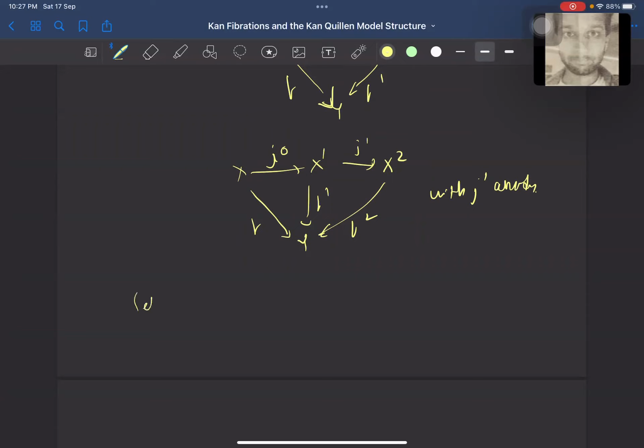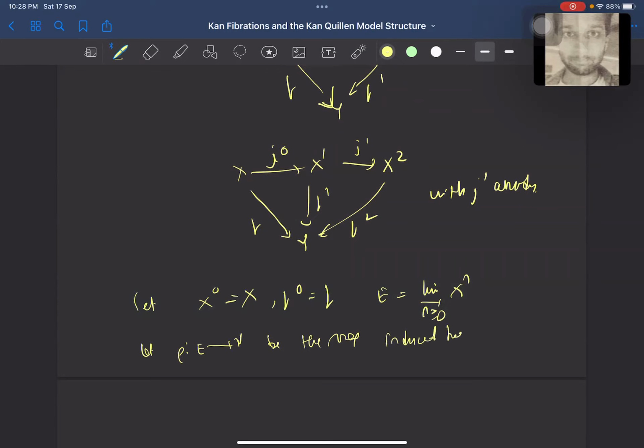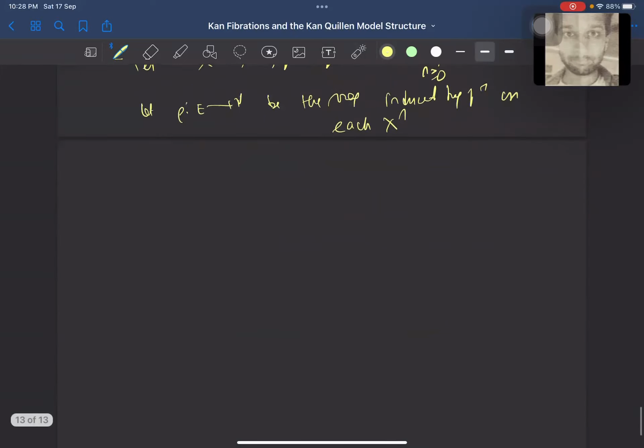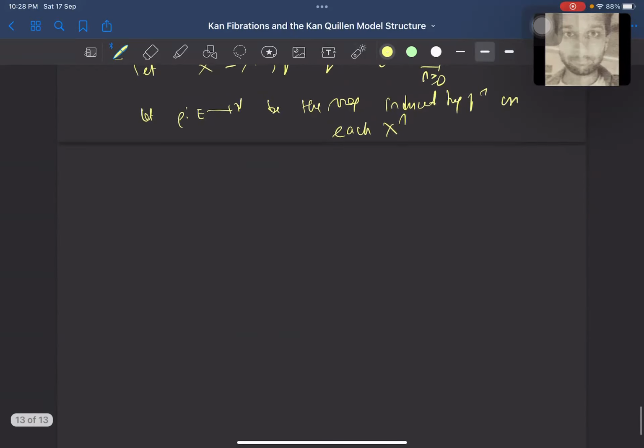Now, for aesthetic reasons, let's call X0 to X, and F0 to F, and let's define E to be the limit, and let P be the map induced by Fn on each Xn. Then we'll have the following commutative diagram.